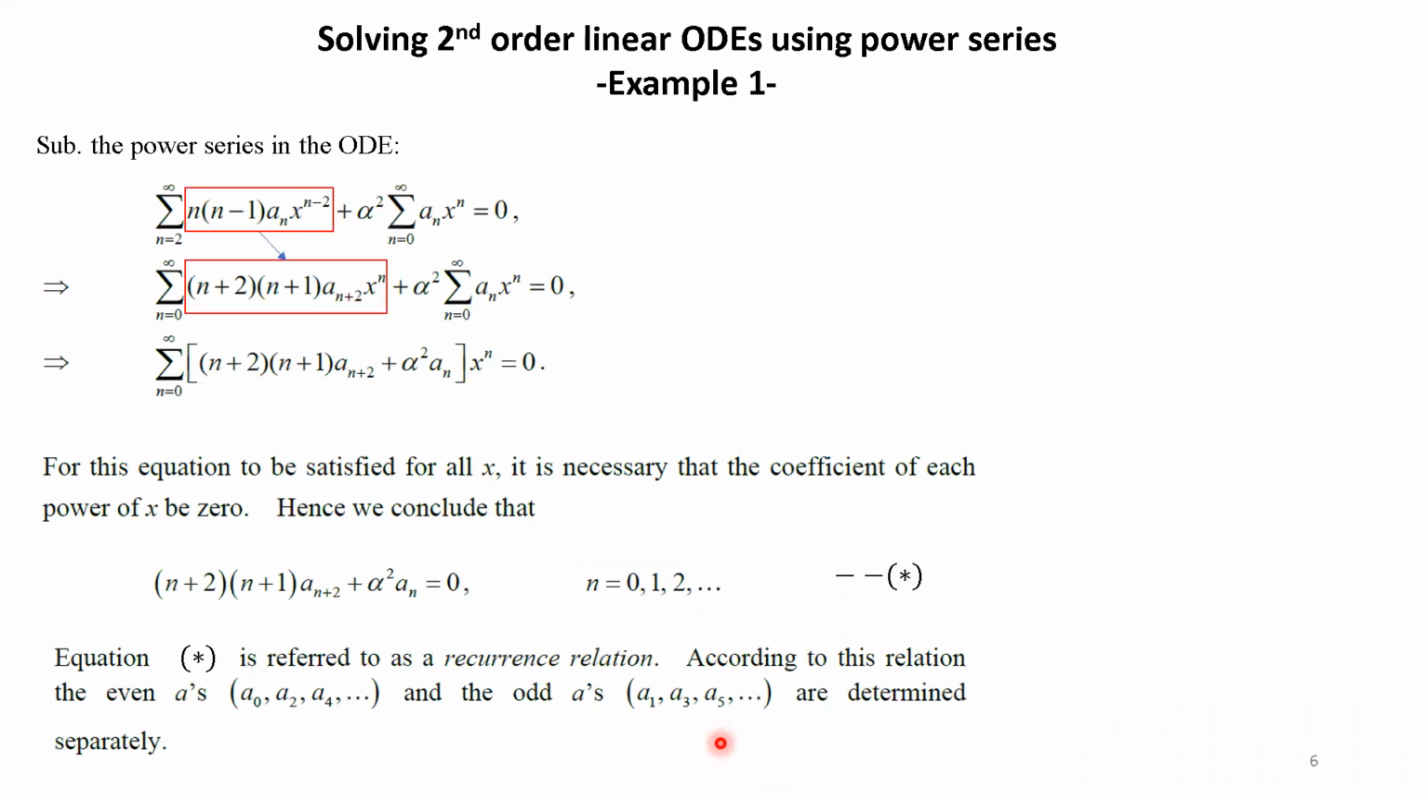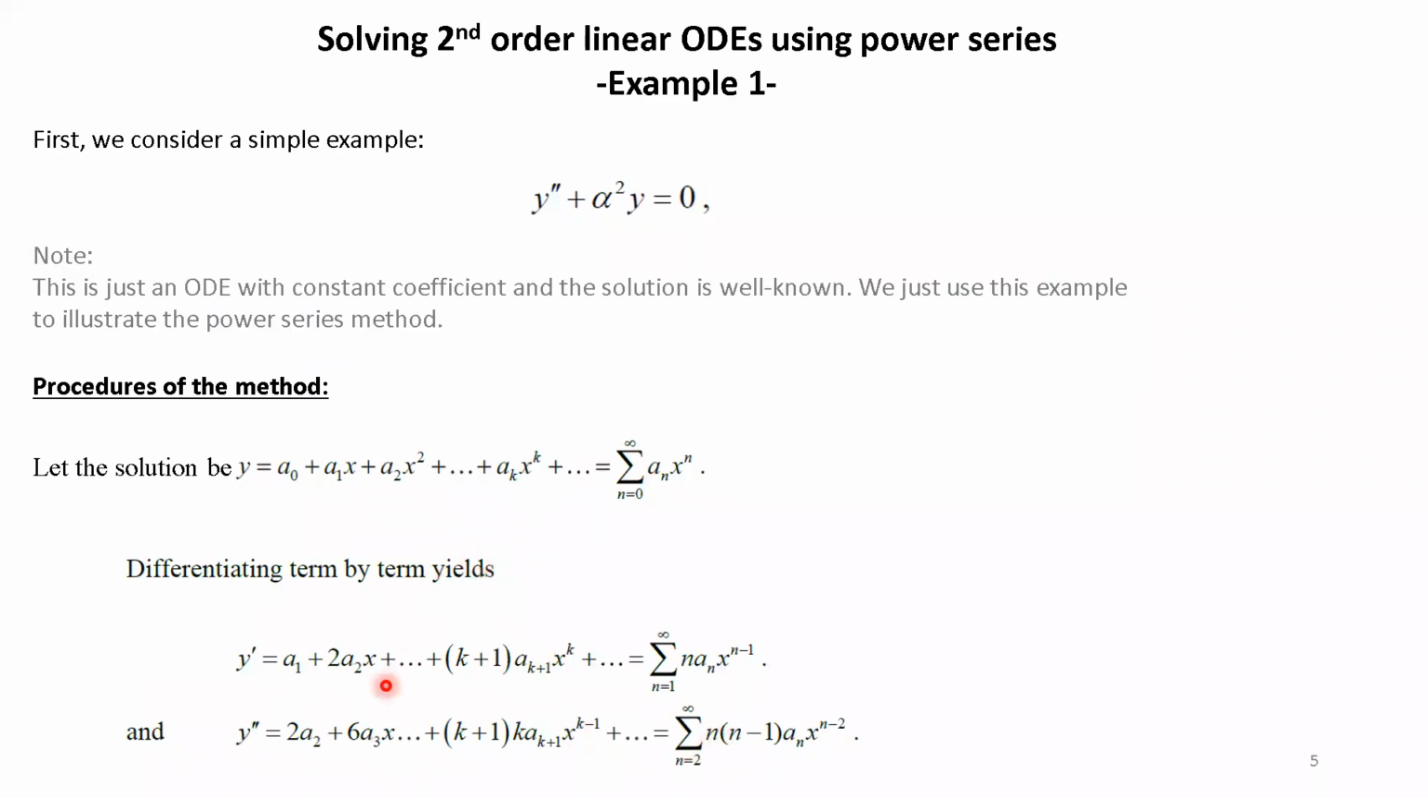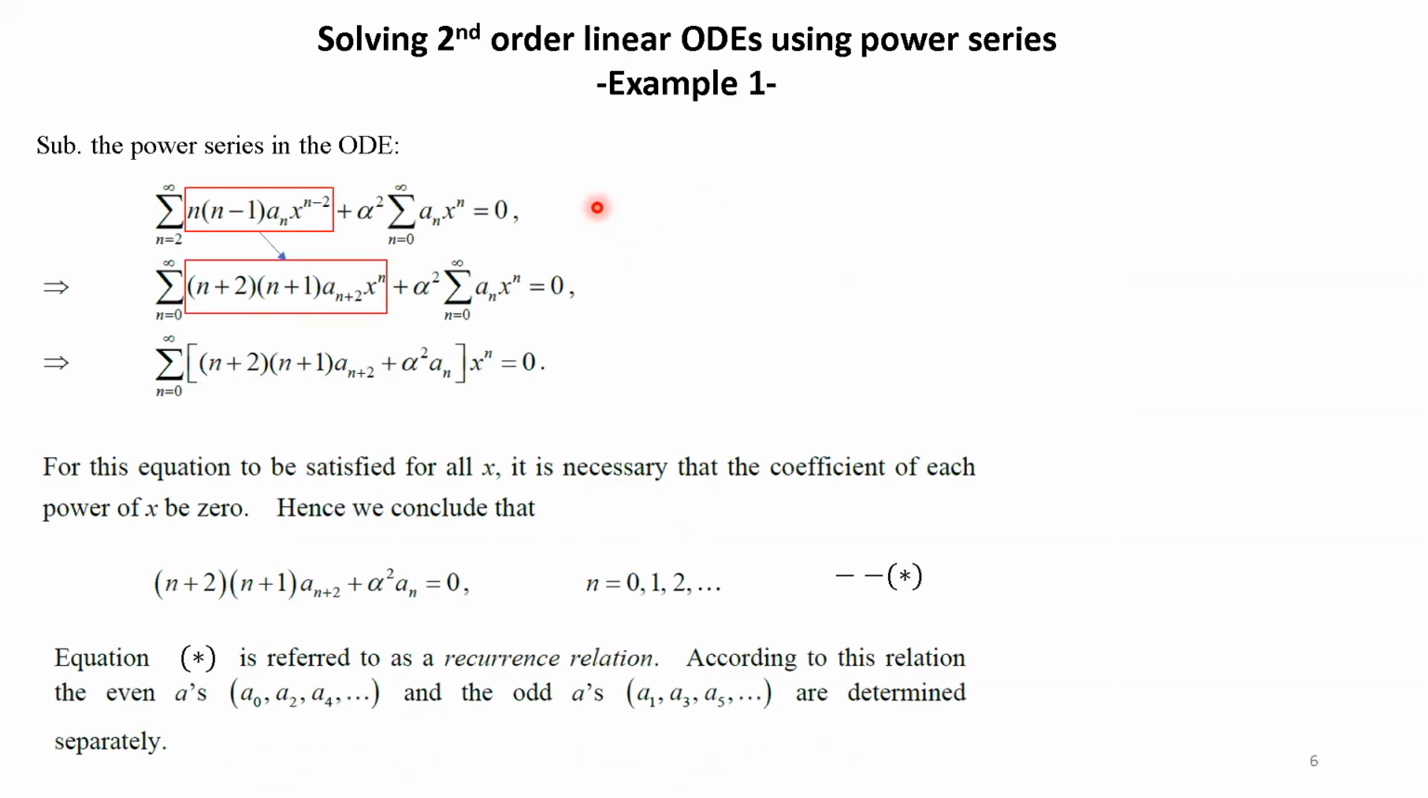Okay, so now I have this y double prime expressed as the power series, and then also the y expressed as the power series. I'm going to substitute these two power series back into the left-hand side of the differential equation. So then this is what you get. Okay, so first line.